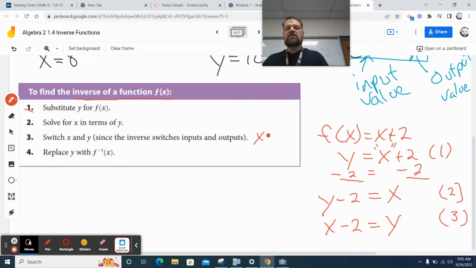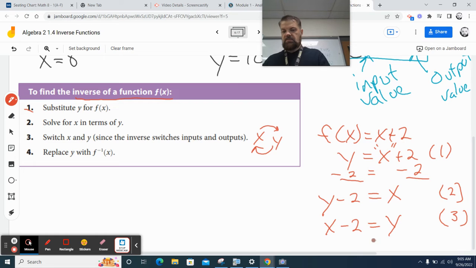So do write this down, though. I like to write it this way. It seems to make more sense for kids if I write it that way. So there was a y here, right? Well, I switched it with an x. There was an x here. I switched it with a y. Okay? Lastly, wherever there's a y, this is called f inverse.